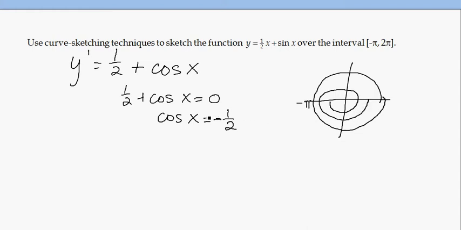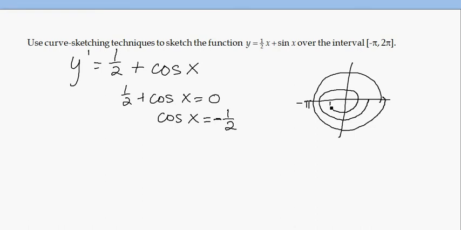So cosine of x is going to equal negative 1/2 in, remember, cosine corresponds to the x coordinate on the unit circle. So we're looking at values in the third quadrant and in the second quadrant. That's where cosine is going to be negative. So we're going to get 3 such values.